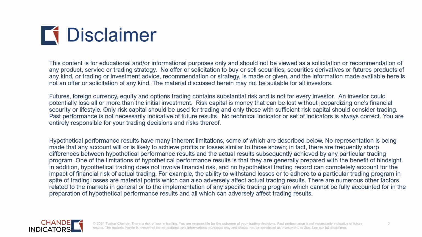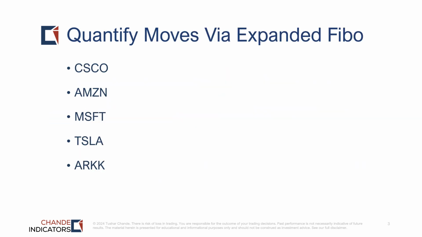So the first problem we have is how do we quantify prior moves? And we're going to do that with expanded Fibonacci reference levels using Cisco, Amazon, Microsoft, and then Tesla and the ARK ETF.